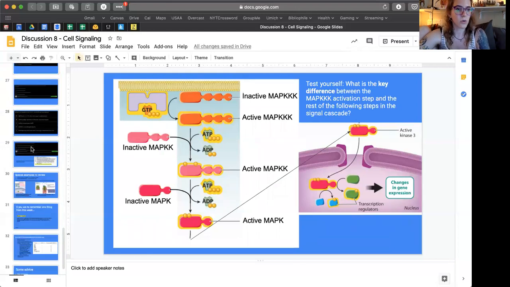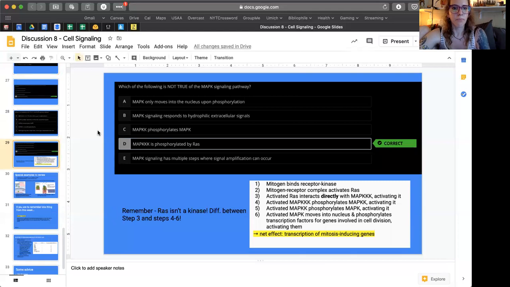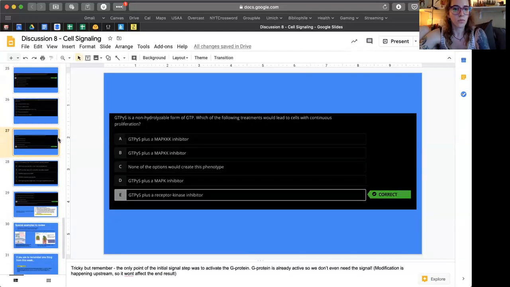So when we look back at the question, which of the following treatments would lead to cells with continuous proliferation? We know that it has to be E, because upstream of this, an analog that's activating the G protein is not going to have an effect. Whereas each one of these inhibitors, the ones of the downstream kinases, those are going to stop the transcription of those genes from happening, which is going to cause the proliferation to stop. So that's why this answer E is the only correct choice here.